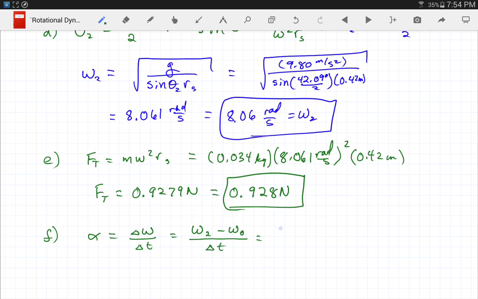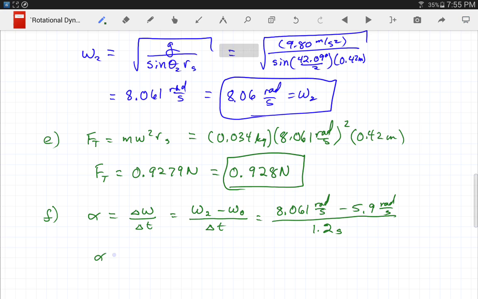So that's going to be 8.061 rads per second minus the 5.9 rads per second that I started with, divided by the 1.2 seconds that it took to change the velocity, and that gives me alpha is equal to 1.8006 rads per second squared, or to correct significant digits, 1.80 rads per second squared.